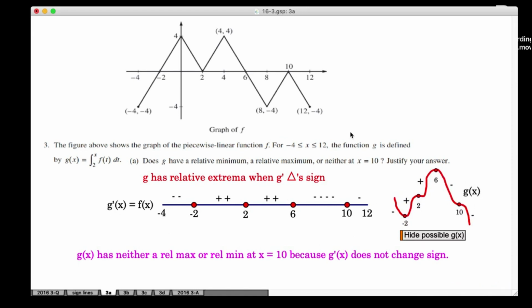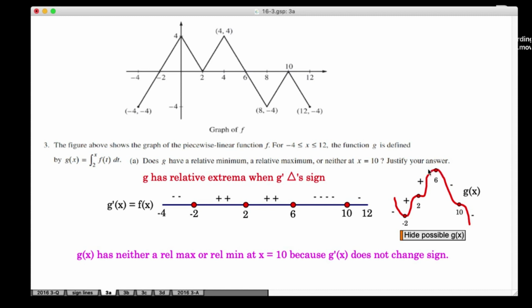This is the graph of G now. Remember, this is the graph of F. This is the graph of G. G prime is negative, which means the graph is coming down to negative 2. Then from negative 2 to 2, it's going up because G prime, the slope, is positive. So it's going up, and then the slope is 0. Then it goes up again. So it goes back up again to 6. And now the slope is 0 at 6. Now it starts to go down to 10. Slope is 0 at 10. Then it goes down again. Okay, so you can see here at 10, the graph is going negative. It goes to 0, and it goes negative again. So there is no relative max or min.